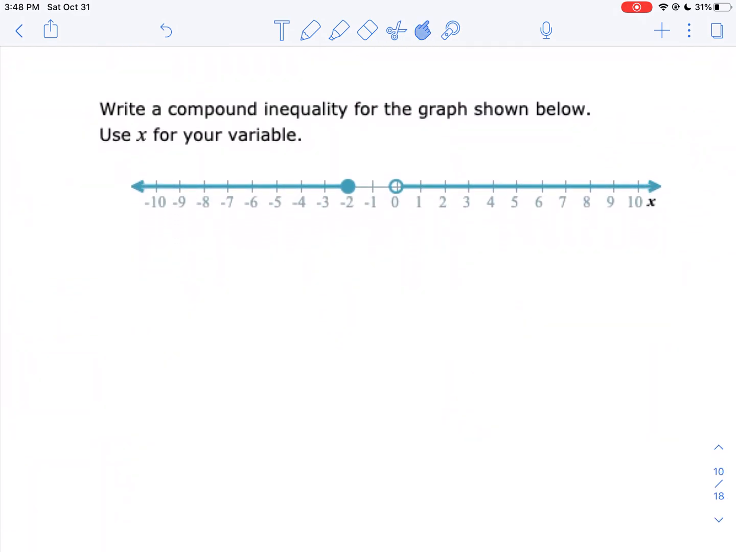Okay, this question. This is not an and question like you had. It's an or question because notice it goes in two different directions. It's actually two inequalities on the same number line. The first one is x is less than or equal to negative 2 because you're going to the left, so it's left then. Or x is greater than 0. That's it.